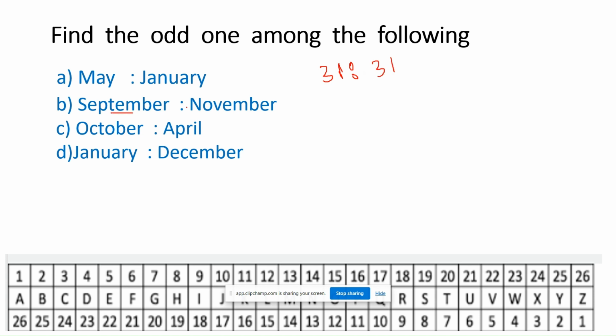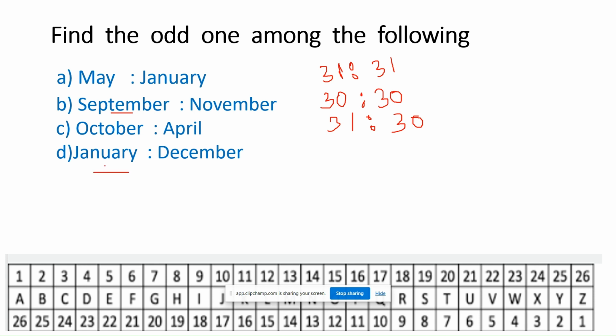Now, next, in September, how many days are there? That is 30. Okay. Now, next in November, how many days are there? That is also 30. I will write 30. Till now, have you got any hint? No. So, let us move to the next option. October. How many days are there? October also has 31 days. Okay. Now, next in April, how many days are there? In April also we have 30 days. Now, the last one, let us see.